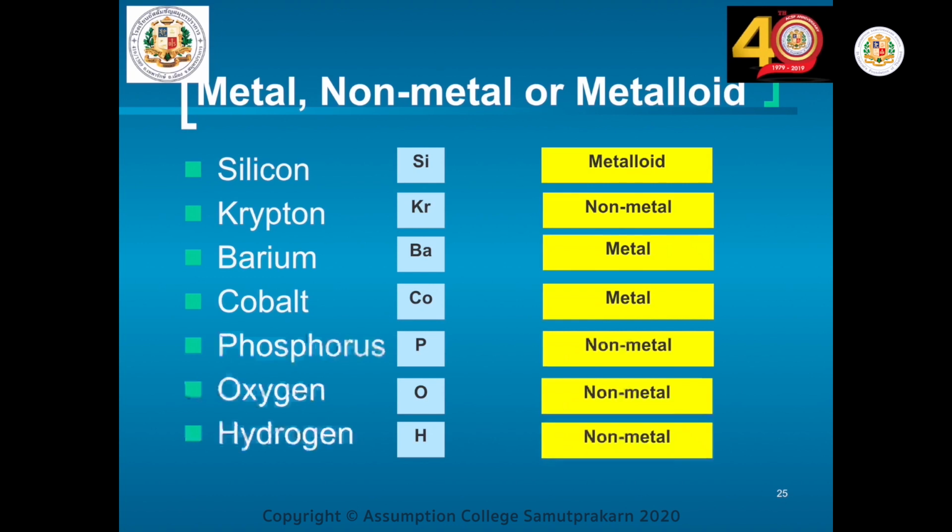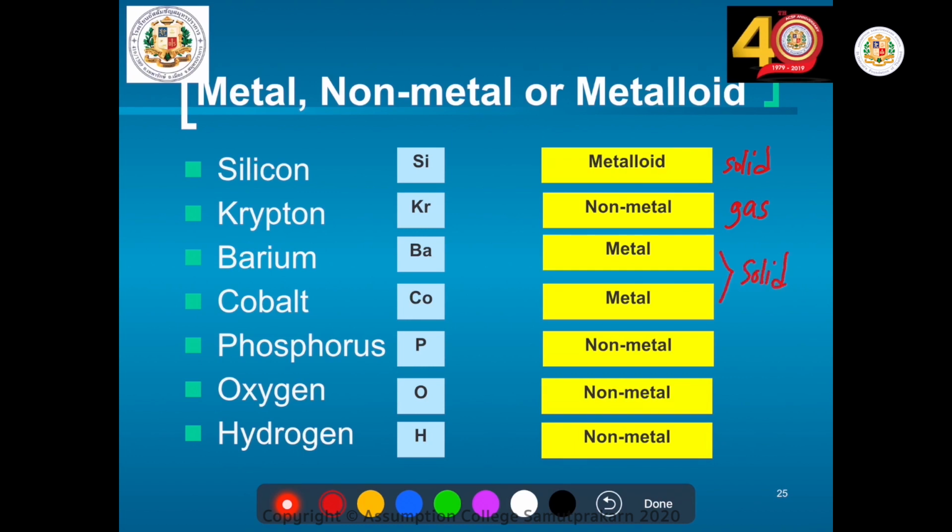Very good. Now, let's add some more, okay? Let's add, for example, the state. Let's answer together the state. Silicon is in what state? Very good. Silicon is solid. What about krypton? Right, krypton is gas because it's non-metal. Barium and cobalt are both metal, so they are both? Very good, they are both solid.